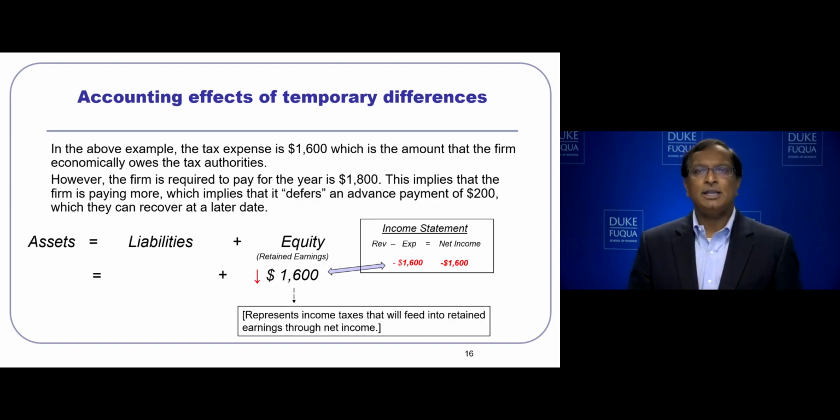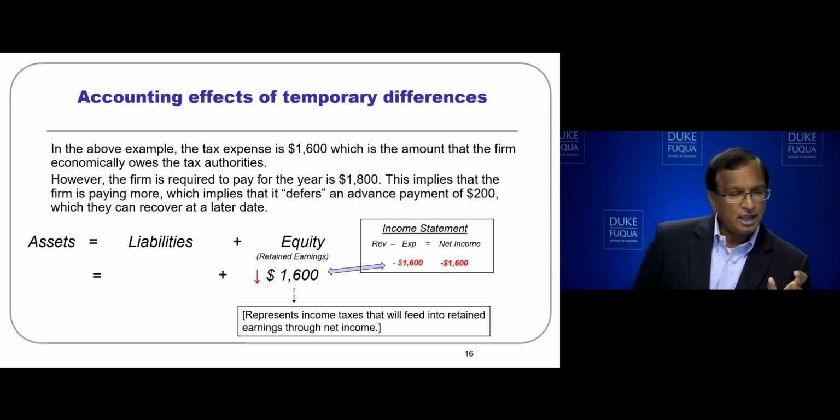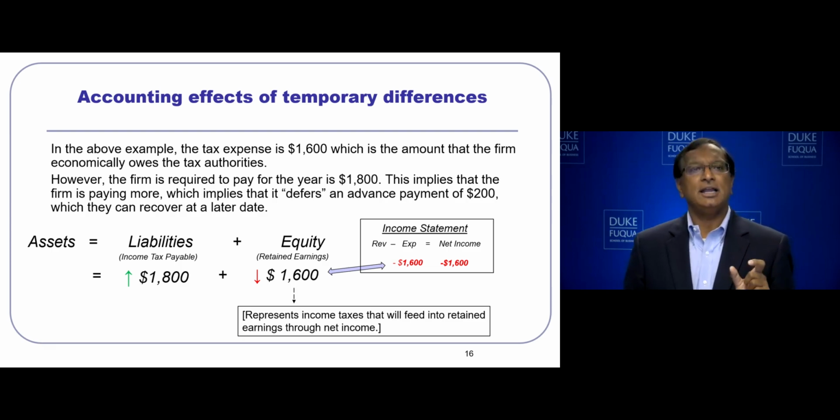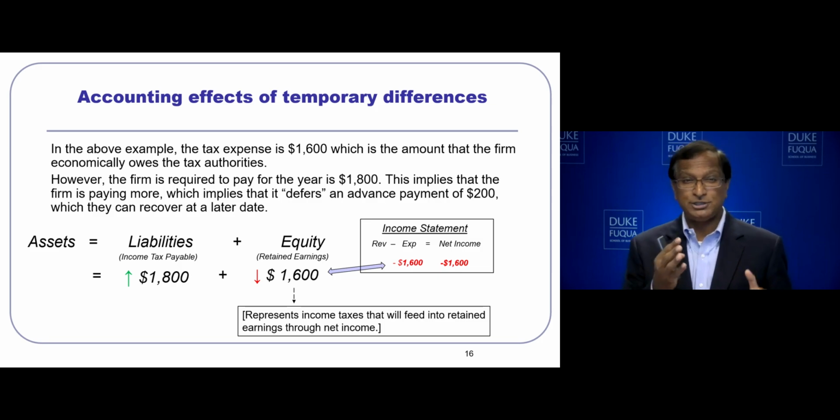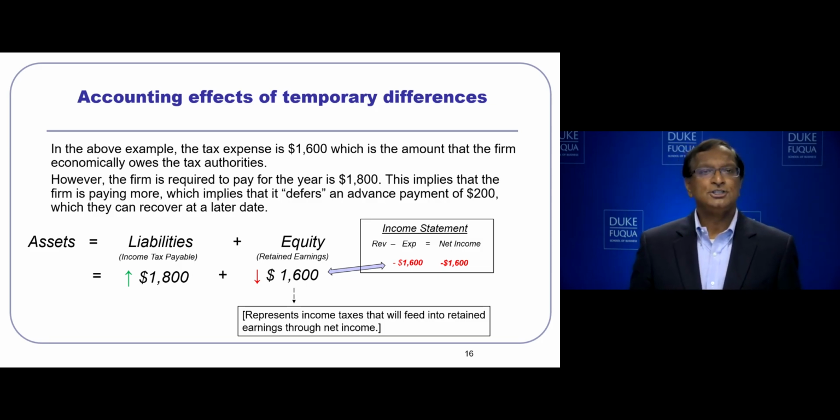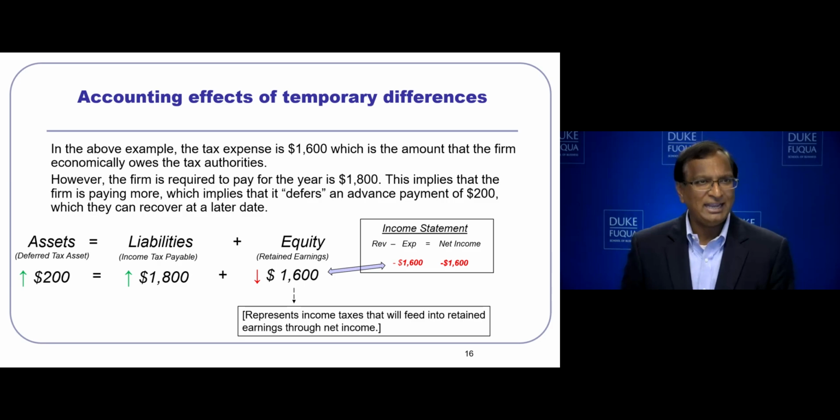So what the firm economically owes is $1,600, which will reduce net income, which will also reduce retained earnings. What it owes the tax authorities now is $1,800. So that'll result in an increase in income taxes payable of $1,800. Now you can see the balance sheet is not balancing, but the tilt is towards the asset side of the balance sheet. So we know that we have overpaid, resulting in a deferred tax asset of $200. Now the balance sheet equation balances.